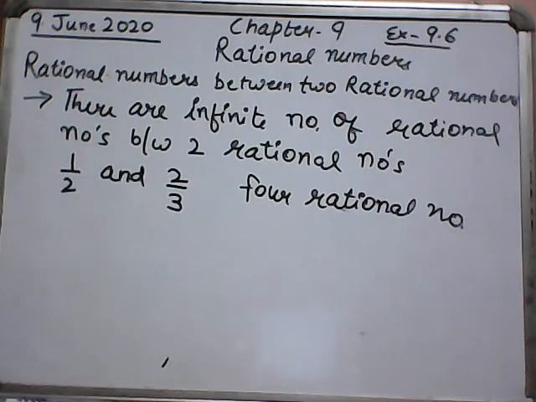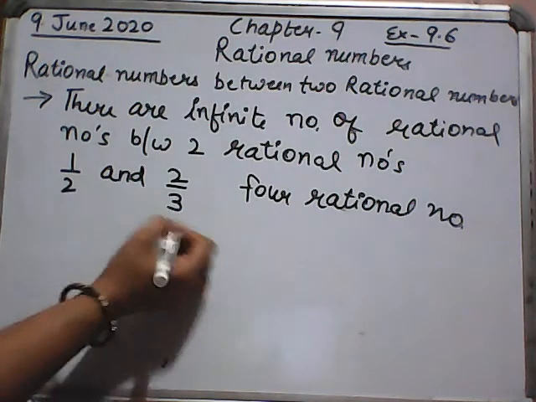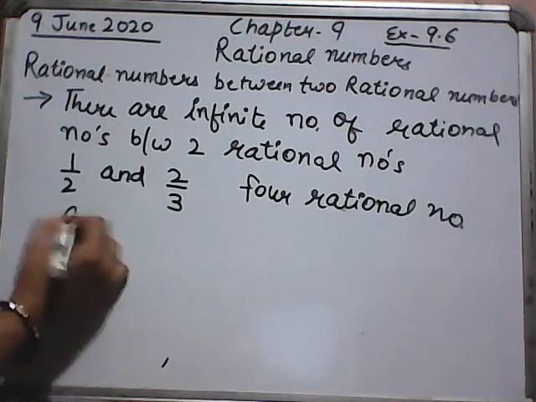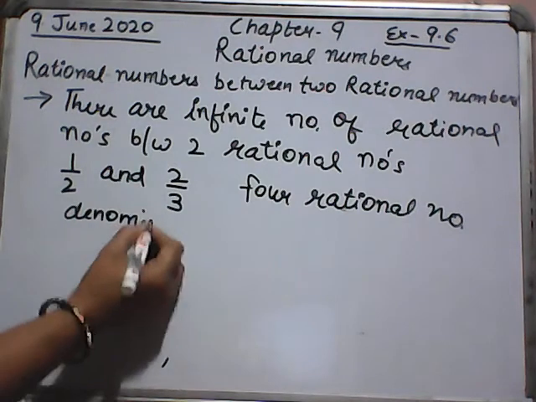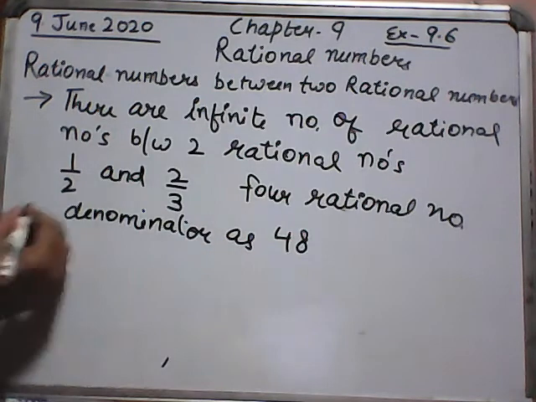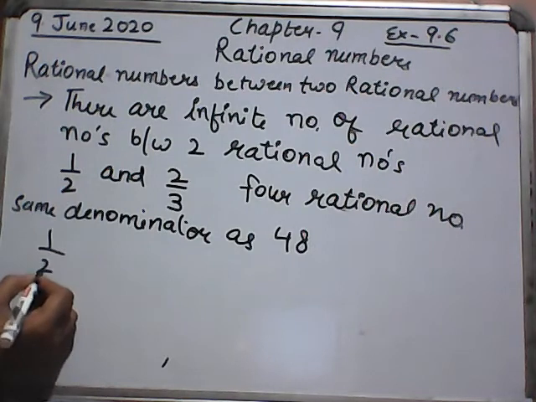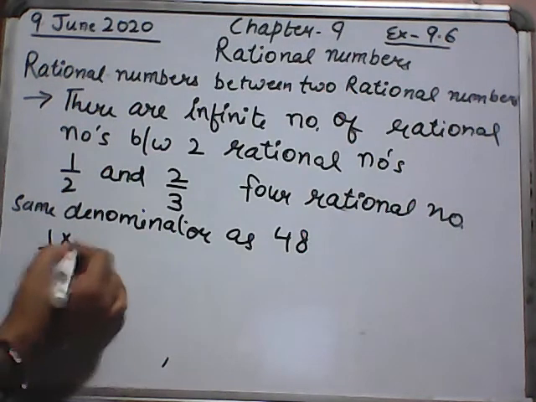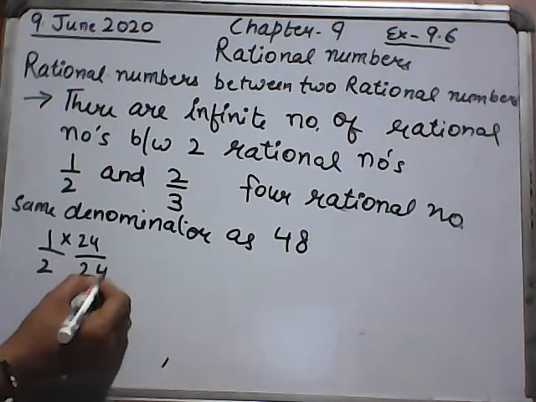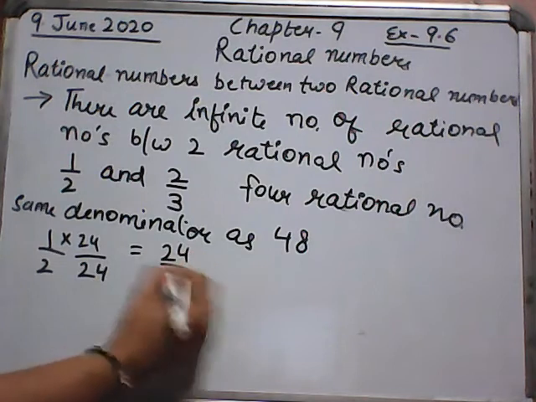Now, in the case of 1 by 2 and 2 by 3, we have to make the denominator the same, one that is divisible by 2 as well as by 3. So we make the denominator 48. How can we make the denominator of 1 by 2 equal to 48? If we multiply the numerator and the denominator by 24, we get the denominator as 48. Now we get 24 by 48.